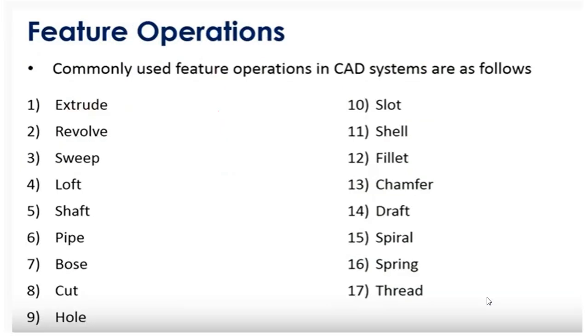So these are the basic steps in feature based modeling. These are the common feature operations used in CAD systems: extrude, revolve, sweep, loft, shaft, pipe, boss, cut, hole, slot, shell, fillet, chamfer, draft, spiral, spring, thread.